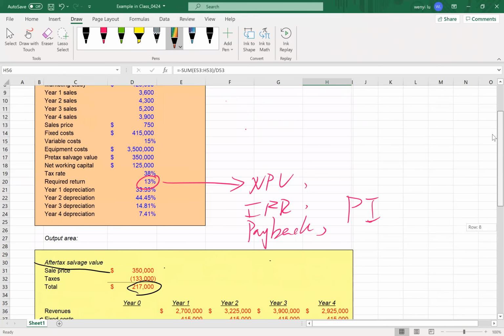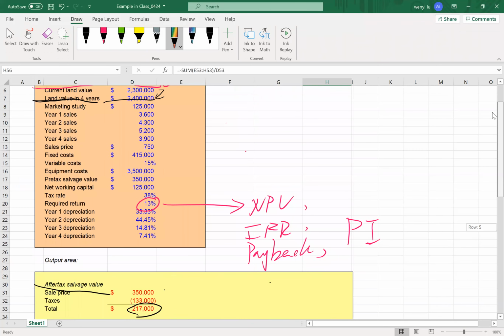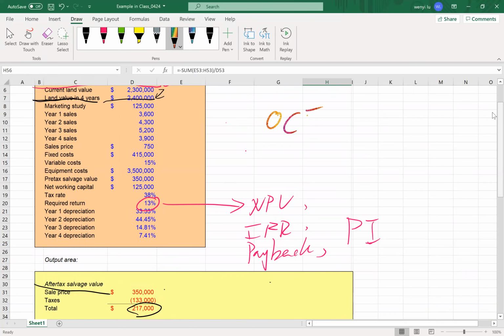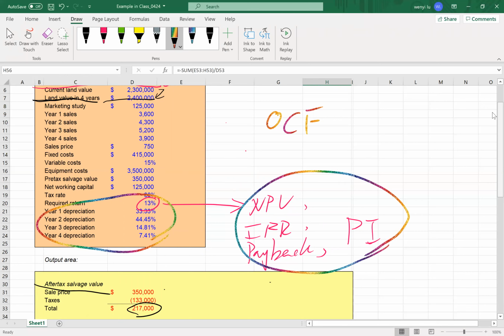analysis. So for these questions, we just try to review our calculation of operating cash flow and also different depreciation methods. At the same time, we also study these functions for the capital budgeting indicators. So I hope these examples can give you some sense to apply this knowledge we already studied.